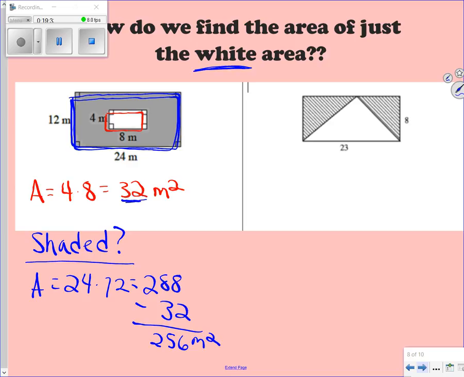Perfect. Now this last one's going to be a practice for you guys. See if you can figure it out, knowing what you know about rectangles and triangles.